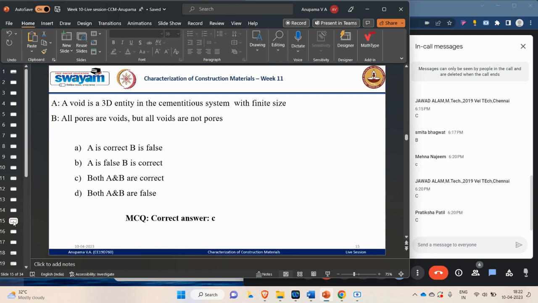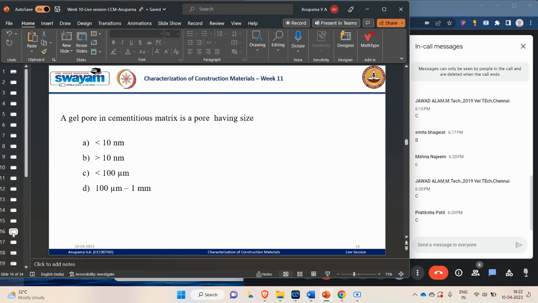So both the statements are correct. So both A and B are correct. So option C is the correct answer. Let's move to the next one. A gel pore in cementitious matrix is a pore having size less than 10 nanometer, greater than 10 nanometer, less than 100 micrometer, or 100 micrometer to 1 millimeter. So what is the size of the gel pore?